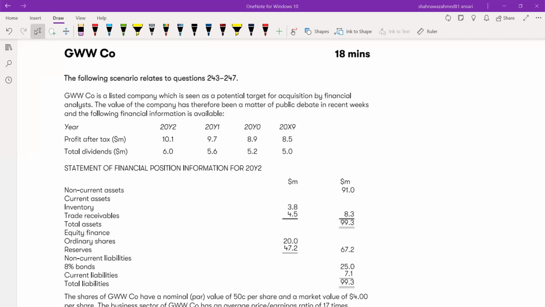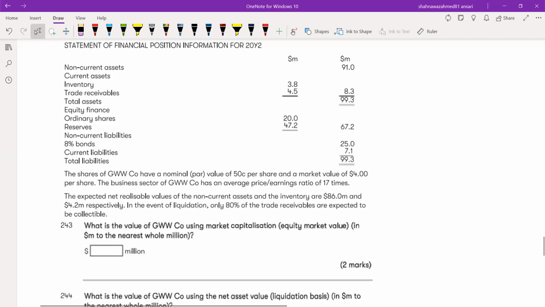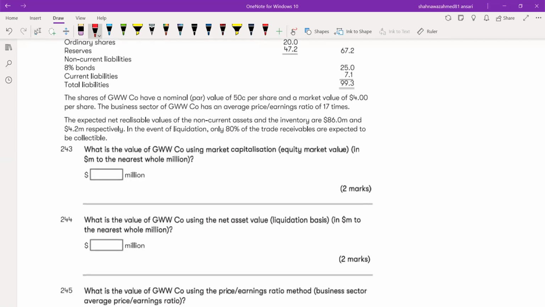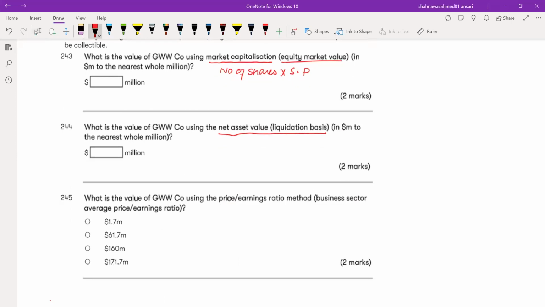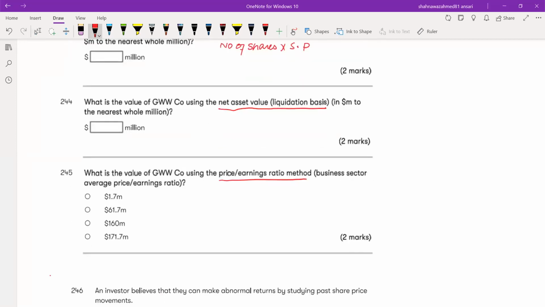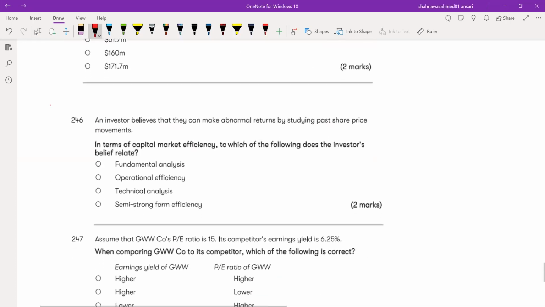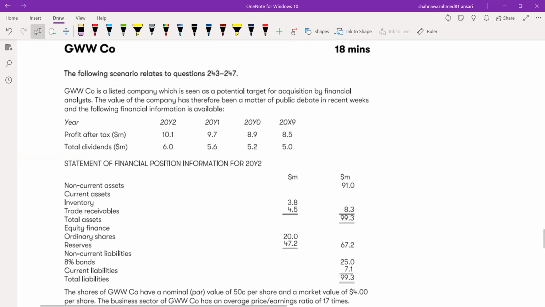Another question is GWW Co from 243 to 247. Here we have to calculate the market capitalization, that is also the equity market value. We can calculate this by number of shares multiplied by current share price. Second, use the net asset value liquidation basis to calculate the value of the business. Third, use the PE ratio based valuation. And then we have two theory questions.